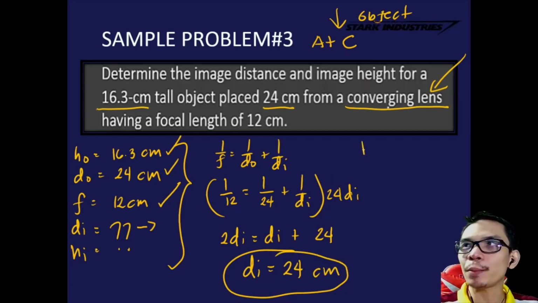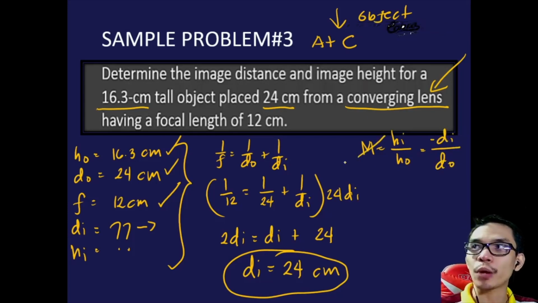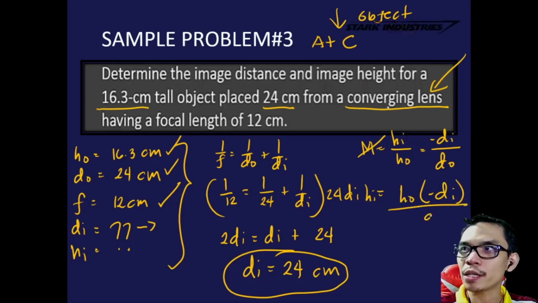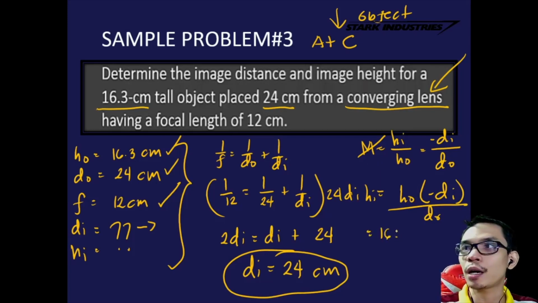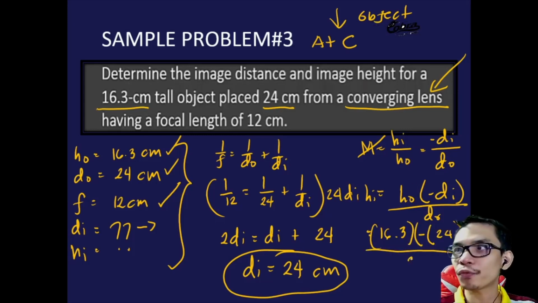To compute for the height of the image, we are going to use this equation: minus d sub i over d sub o. Since we don't need this one, the height of the image is equal to the height of the object multiplied by the distance of the image over d sub o. What is the height of the object? The height of the object is 16.3, times negative d sub i, which is 24. And we have the d sub o of 24.